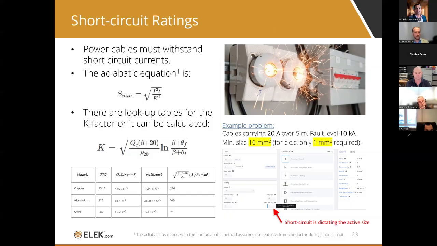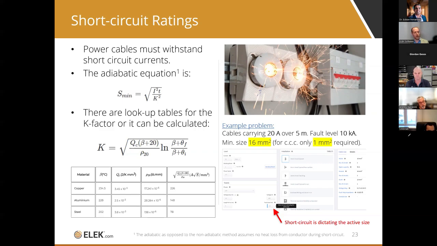But there is a relatively simple equation called the adiabatic equation. There is a non-adiabatic equivalent. The adiabatic equation is suitable for low voltage conditions. It gives you S min, which is the minimum conductor size that will withstand the short circuit current I for the time T.